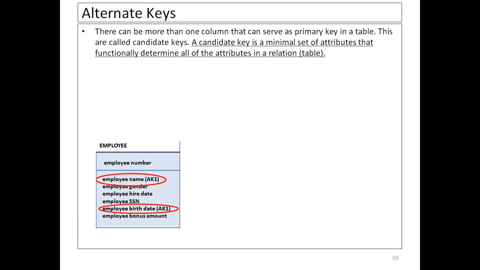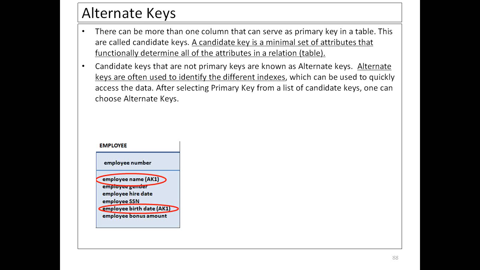A candidate key is a minimal set of attributes that functionally determine all the other attributes in a relation or a table. So, the minimum set of attributes that functionally determine all the rest of the attributes of a table or a relation, and these are called candidate keys. Candidate keys that are not primary keys are known as alternate keys. The definition is very simple here.